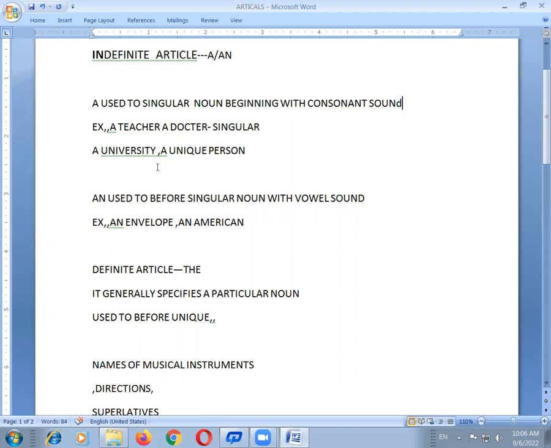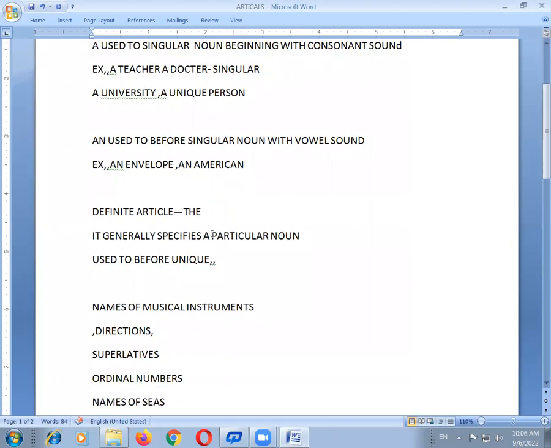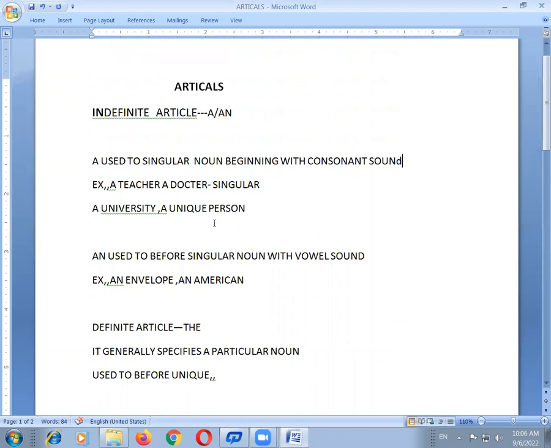Next one, an. An is used before a singular noun with a vowel sound, not the letter. Sound. For example, an envelope, an American, an MLA, an uncle, an ulcer. So an SBI card, an eraser, an island. These are examples for an. An apple also.